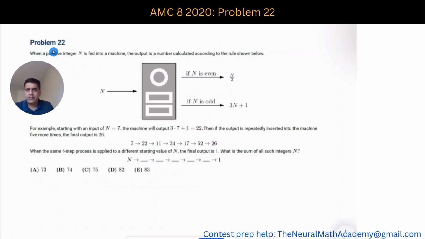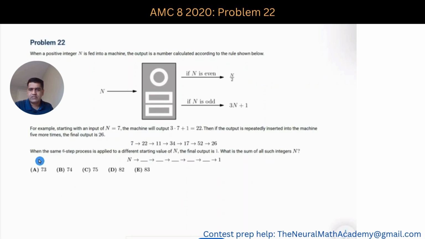So let's solve problem 22. When a positive n is fed into a machine, the output is a number calculated according to the rule shown below. If n is even, then the output is n over 2. If n is odd, the output is 3n plus 1. For an example, if 7 is input, then the output is 22. Okay, that makes sense. And if 34 is the input, then the output is 17. So that is basically divided by 2.